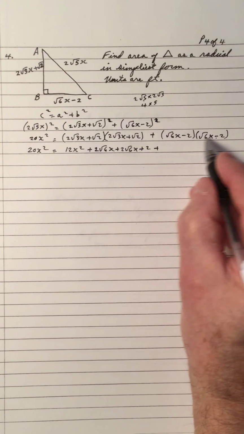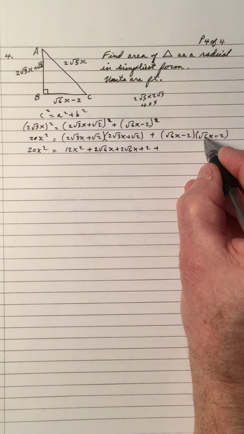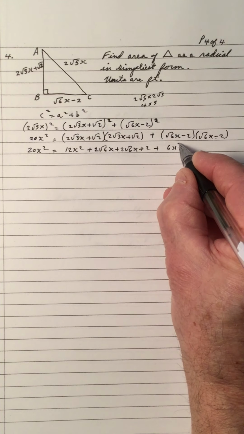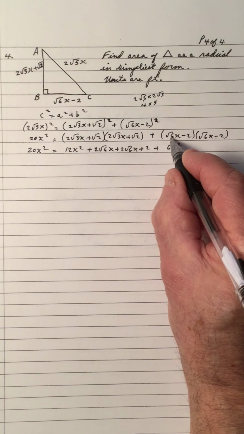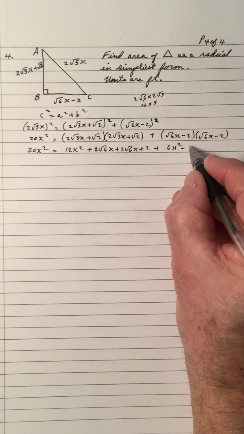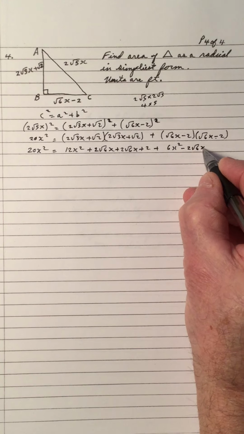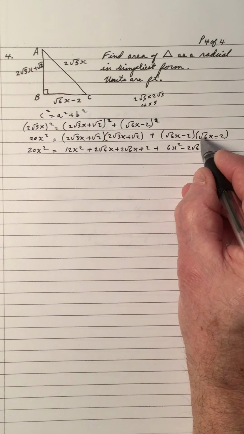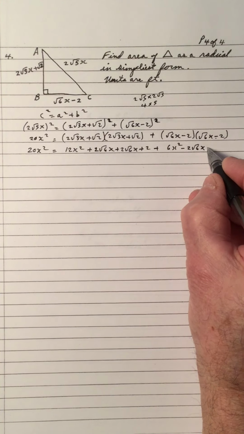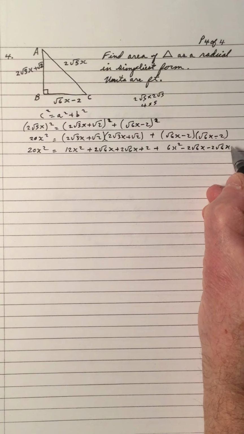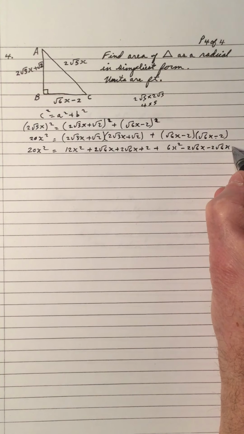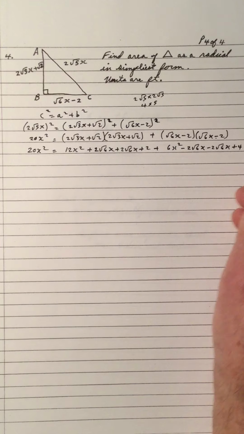And multiply these two by FOIL. Root 6 times root 6 is 6, and we get an x squared. And root 6 times negative 2 is a negative 2 root 6x. When I multiply these two, I get a negative 2 root 6x. And negative times a negative is positive. 2 times 2 is 4.